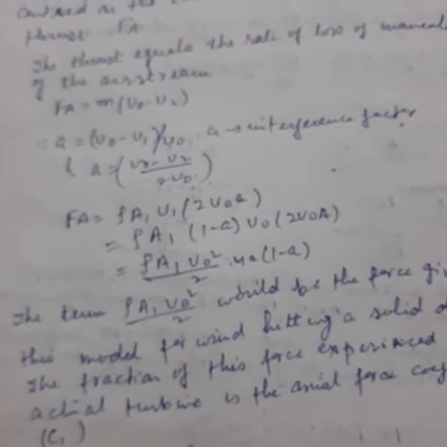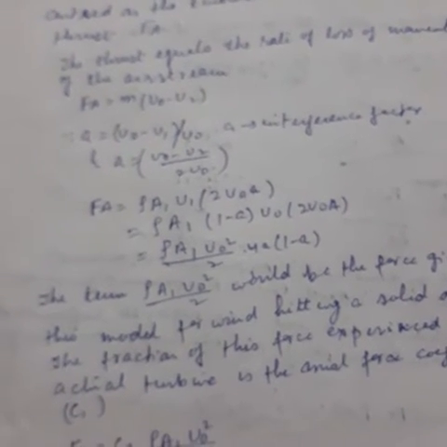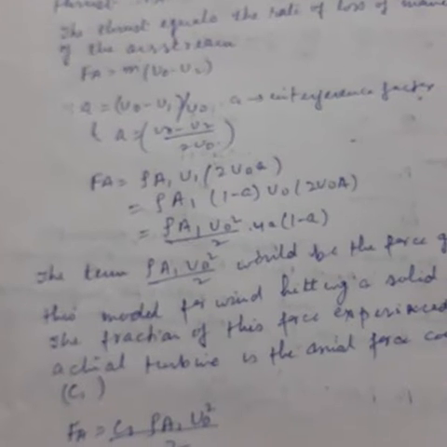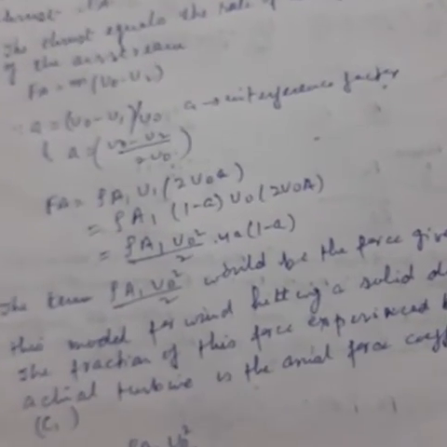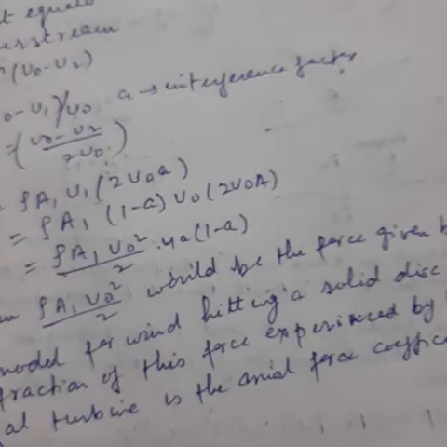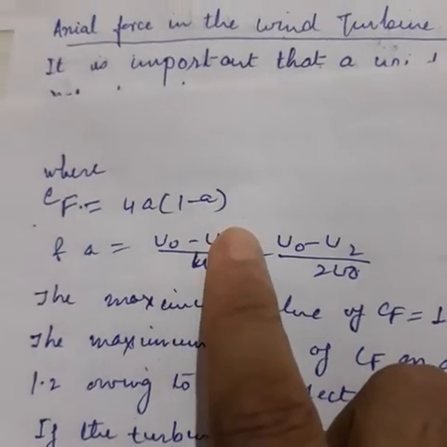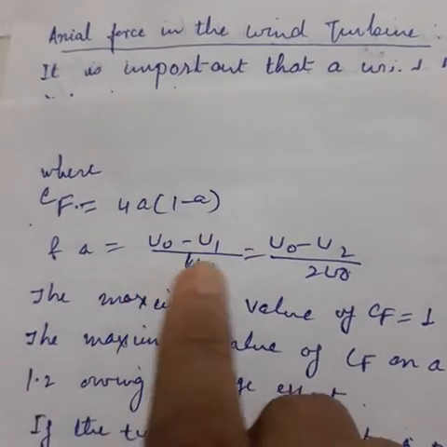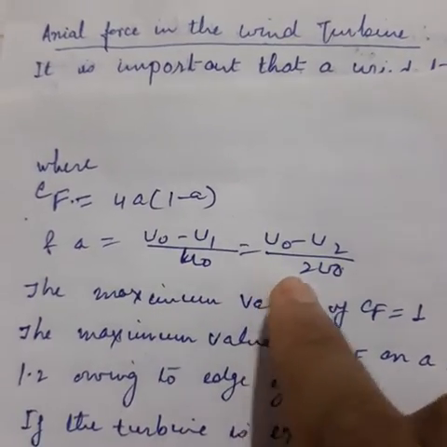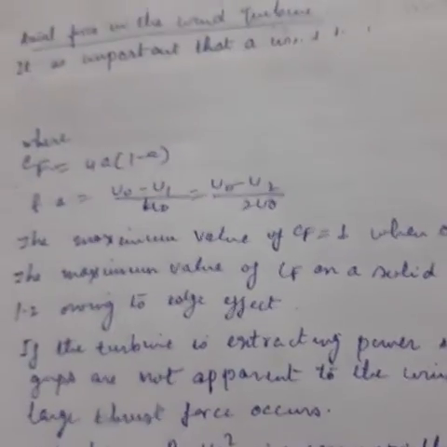So in this video we discussed how the axial force is calculated through the wind turbine. Basically we analyzed that the density of the air and the total upstream and downstream values, the inlet velocity and exit velocity of the stream, determine the total force through the wind turbine, where Cf is equal to 4a(1 minus a) and a is equal to (u0 minus u1) upon u0, and that is equal to (u0 minus u2) upon 2u0.